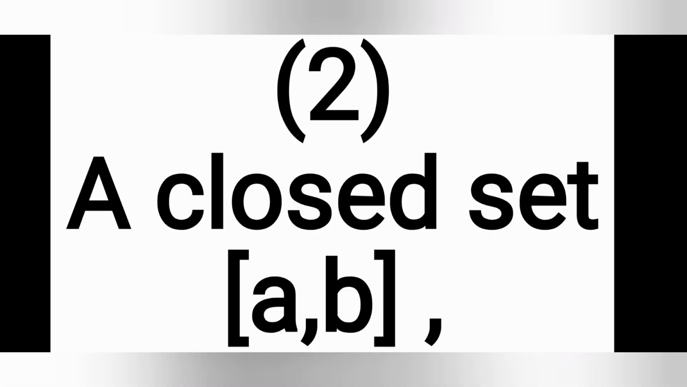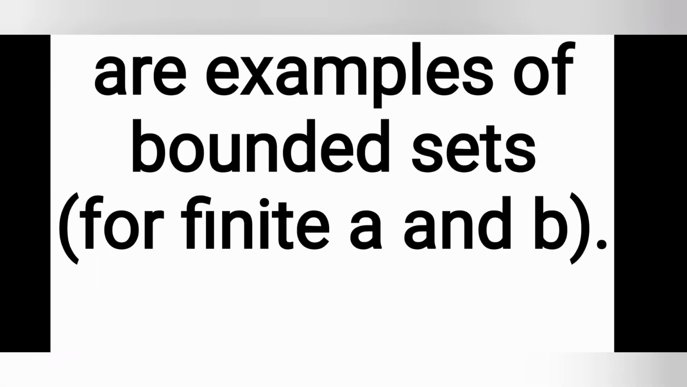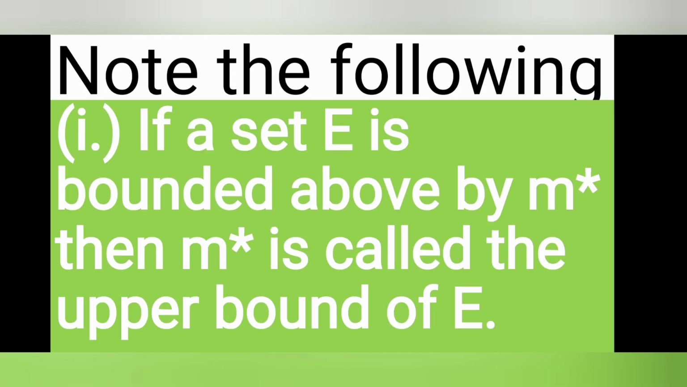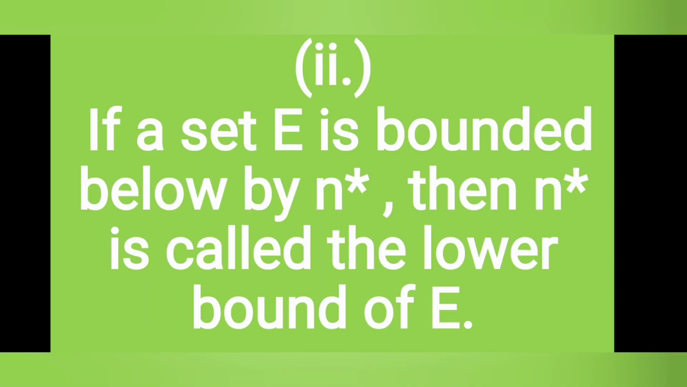The second example is the closed set and the open set. These two sets are examples of bounded sets for finite A and B. Now let's take note of the following. If a set is bounded above by m star, then m star is called the upper bound of that set. If a set is bounded below by n star, then n star is called the lower bound of that set.